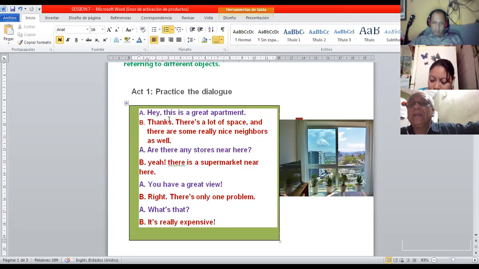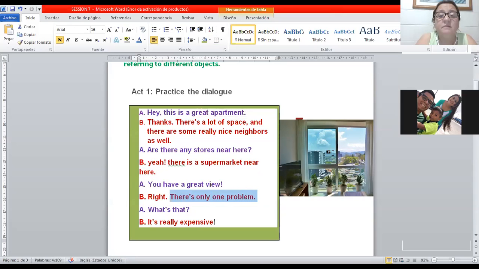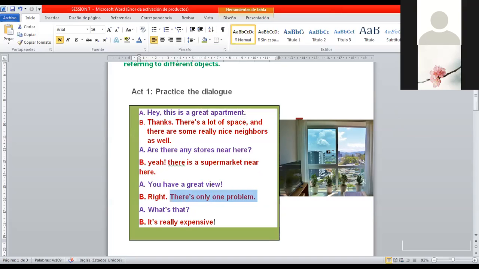So we are going to practice. Let's take a look at this one. Tenemos un par de ejemplos here. We have there is. There is a lot of space. We have there are some really nice neighbors. We have here there is a supermarket near here. And we have, there is only one problem, okay? So when we use there is, estamos diciendo hay, okay? So we are saying hay, there is.